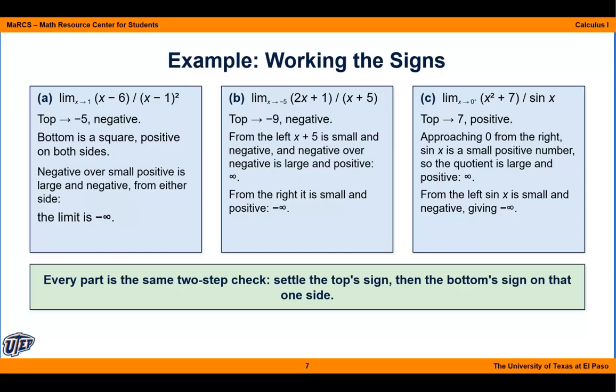In part C, we approach 0 from the right. The numerator approaches positive 7, and the sign is a small positive number. Therefore, the right-hand limit is positive infinity. If we approach from the left instead, the sign would be negative, and the corresponding left-hand limit would be negative infinity. Every example follows the same process. Determine the numerator's sign, determine the denominator's sign on the relevant side, and then combine the signs.